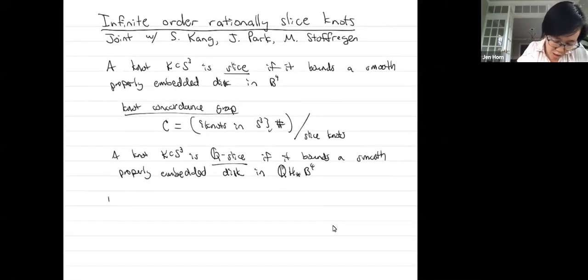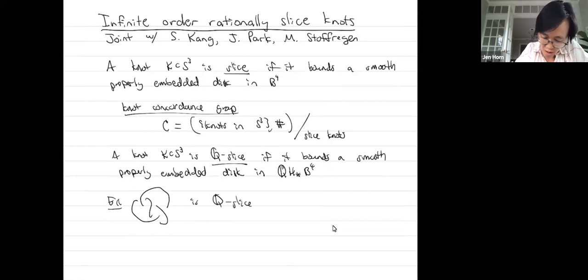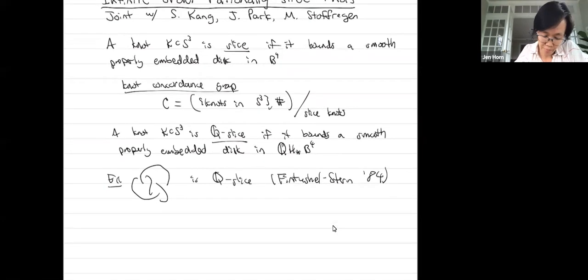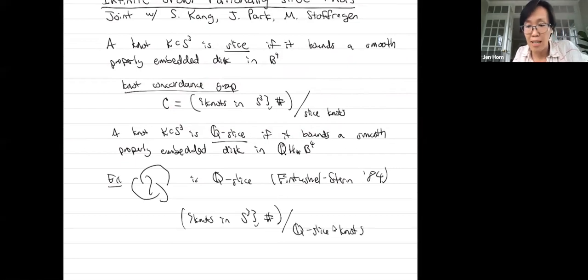Okay, so what's an example of such a knot? So for example, the figure 8 is rationally sliced. This is due to Fintushel and Stern in the 80s. Okay, and so now, just like we did above, we can look at the set of knots in S3 under connected sum, modulo rationally sliced knots. And again, this is going to form a group. I'll denote this CQ.